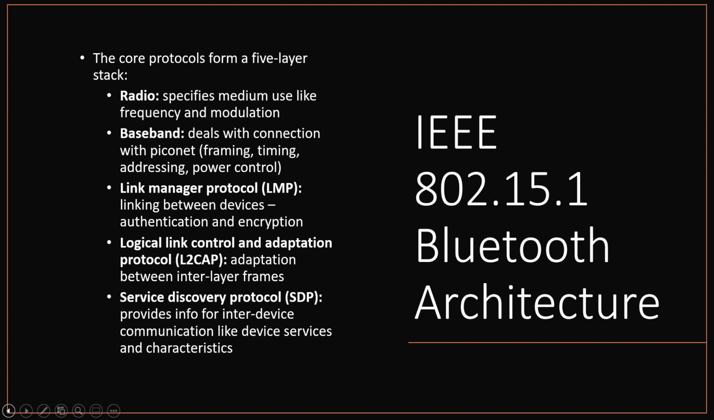The fourth one is logical link control and adaptation protocol, and in short it can be called L2CAP. So this layer deals with adaptation between inter-layer frames. For example, once you see the protocol architecture, you will see that there's a lot of communication between the layers. So the L2CAP deals with those things and deals with the changing of frames which are related to both the layers. So L2CAP also provides connectionless and connection-oriented services.